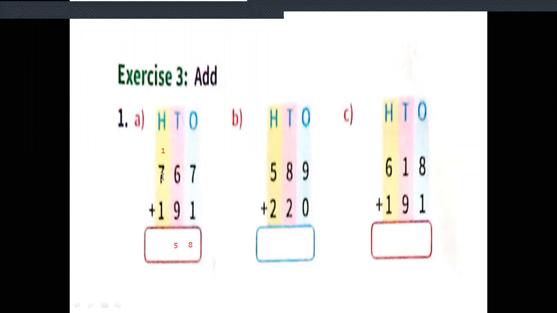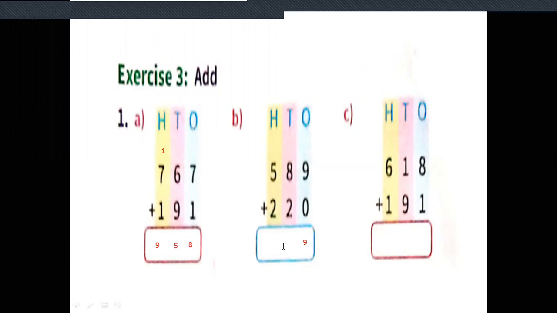So 1 plus 7 is 8. 8 plus 1 is 9. So answer is 958. 767 plus 191 is equal to 958. Same way. See here. First you have to add ones place. So 9 plus 0 is nothing but 9. Any number plus 0 will be the same number.